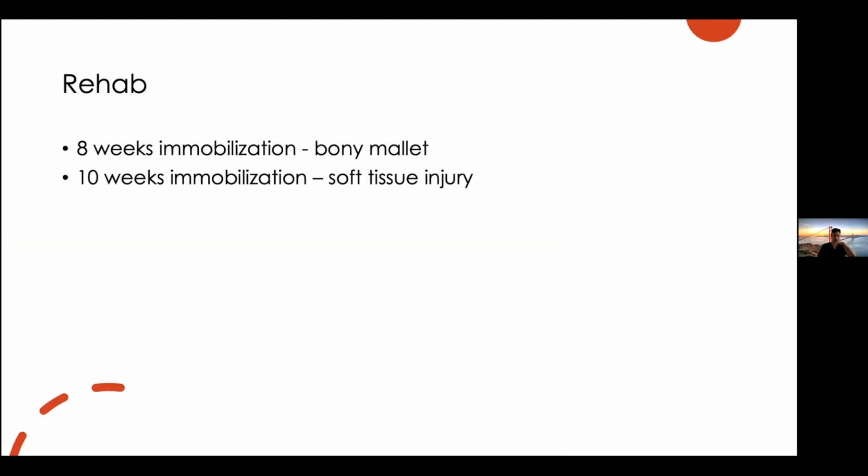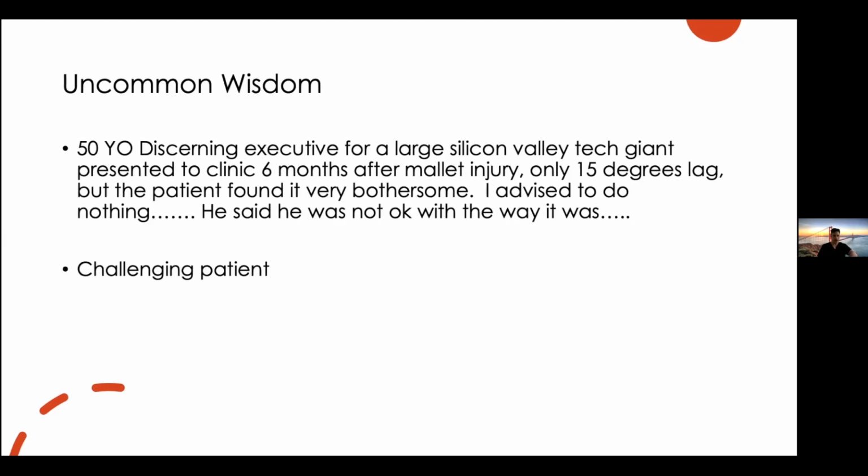The issue here is that as soon as the soft tissue breaks down, you're basically restarting the healing process. It's like applying glue and then breaking something apart. When you try to put it back together, that glue doesn't still work.